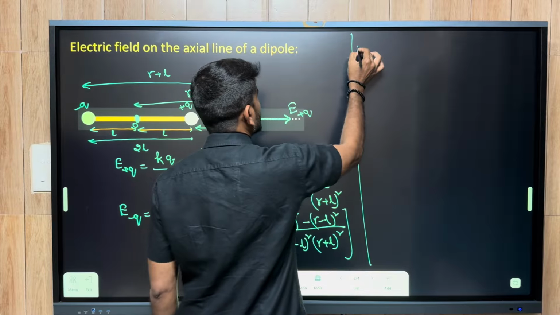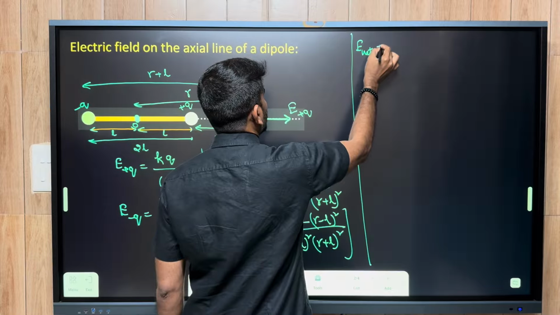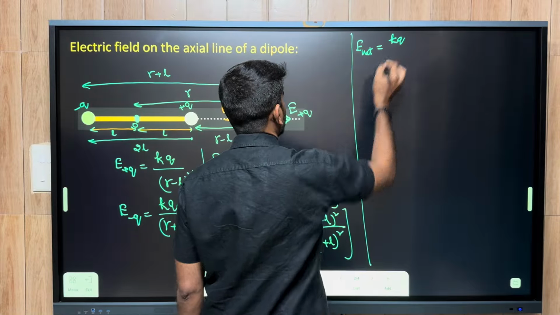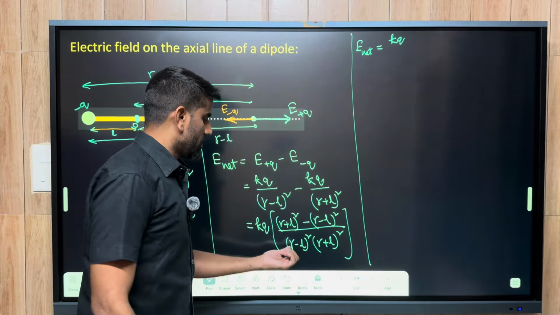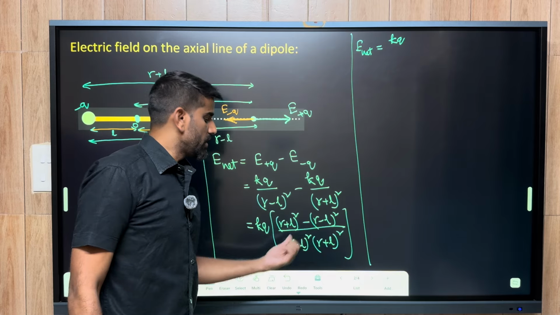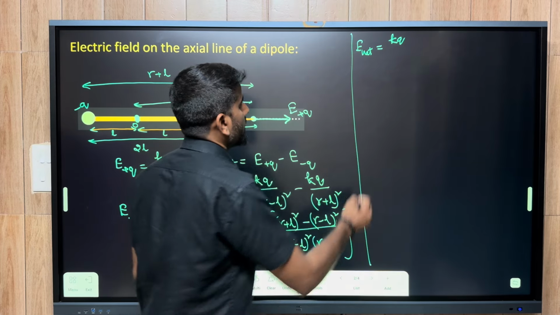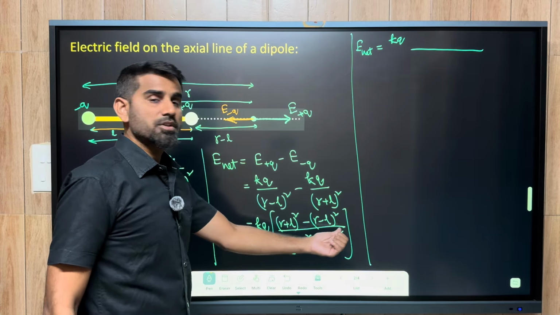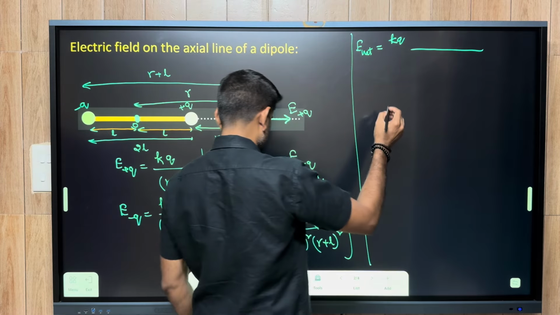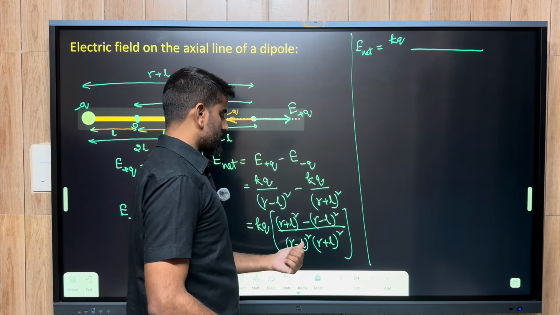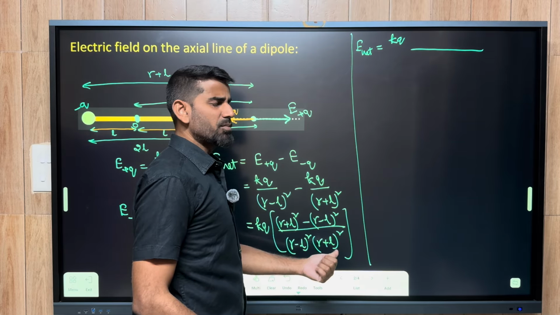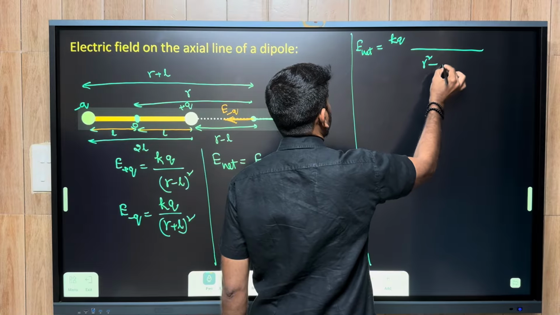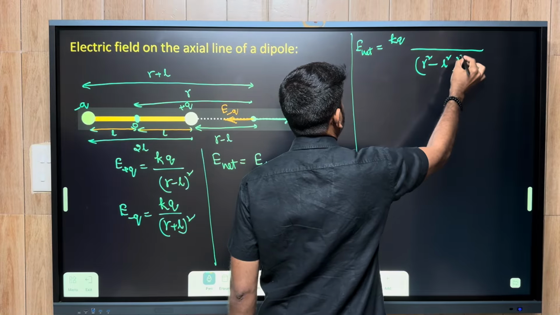E net is equal to KQ, and we have in the denominator A minus B into A plus B, A minus B into A plus B. I'm going to write this as A square minus B square into A square minus B square, so R square minus L square into R square minus L square. That means R square minus L square whole square.